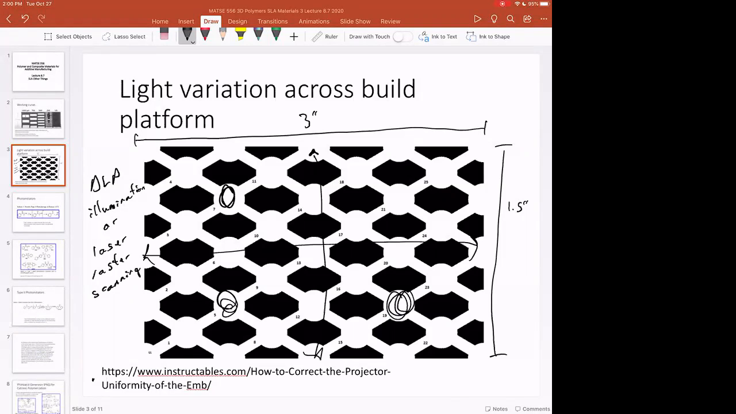Any questions on those engineering things or on those illumination or working curve issues? All right.